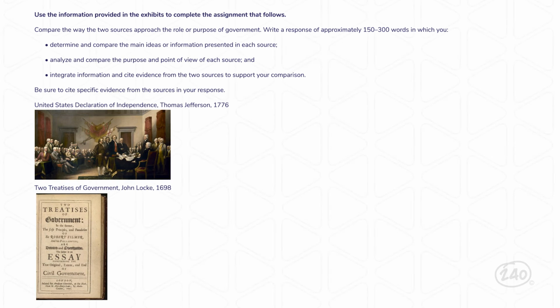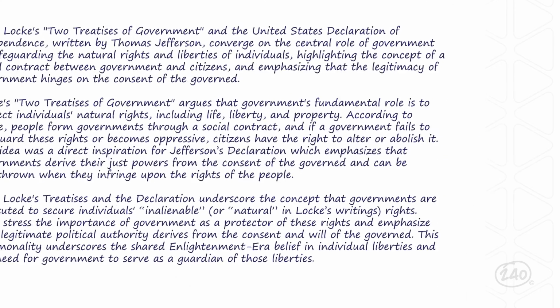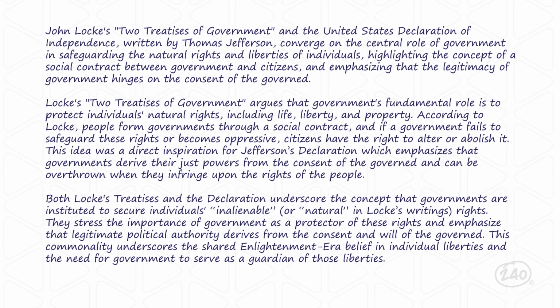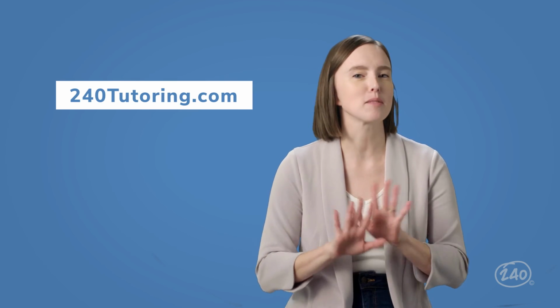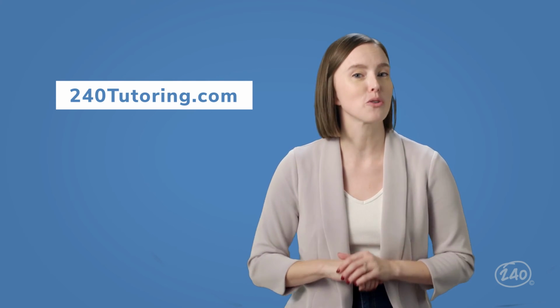Here's the prompt. We need to analyze and compare how these two sources treat the role or purpose of government. There's not only one correct way to write this, but here's a strong one to review. This response shows a strong understanding of the topic by correctly pointing out that these two documents share similar ideologies and that one was a direct influence on the other. It summarizes specific aspects of the texts to explain that Jefferson used and built upon Locke's philosophies of government to justify declaring independence from Britain. See? You can totally handle this. And the 240 Study Guide has more practice prompts like that one, so you can be sure you're ready.